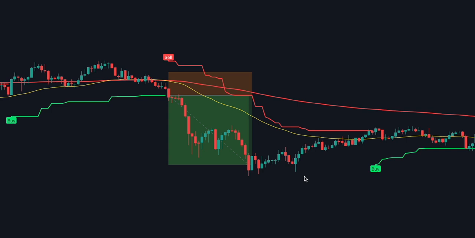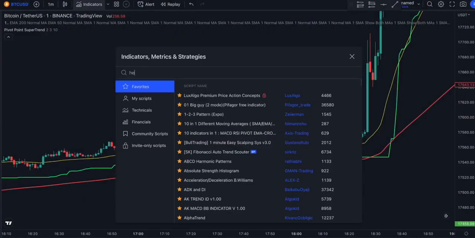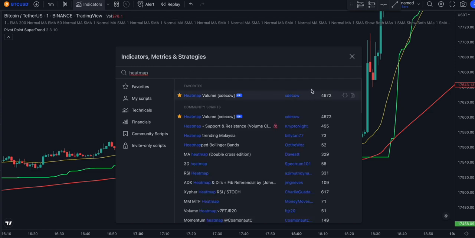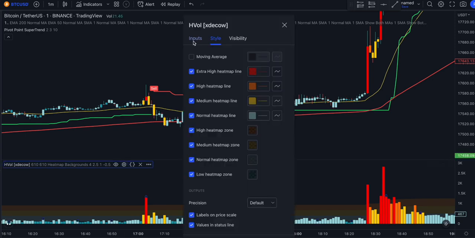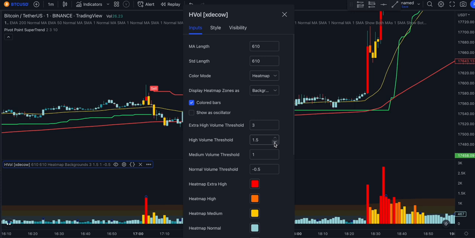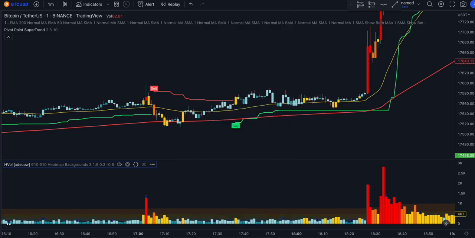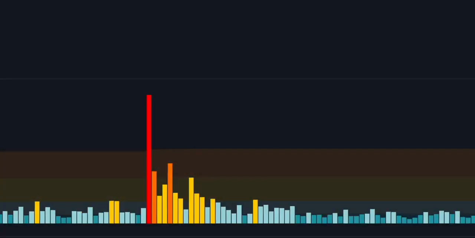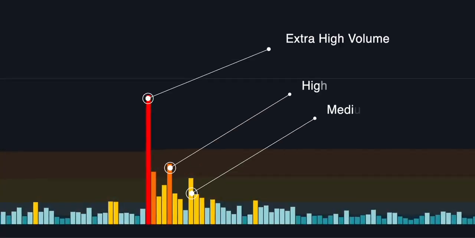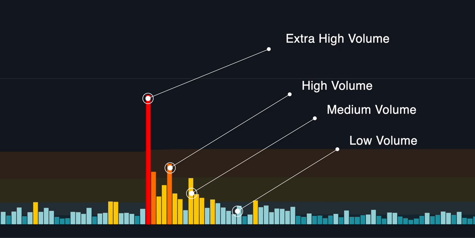However, such a strategy wouldn't be complete without the third piece, which is a volume indicator. There are dozens of volume indicators out there. The one that is highly recommended for this strategy is Heatmap Volume by XDCow. Please pay very close attention to the adjustment of the settings. Make sure you change the extra high volume threshold to 3, the high volume threshold to 1.5 and the medium threshold to 0.2. This indicator colors the volume bars and candles according to the volume traded. Extra high volume is colored in red. High and medium volumes are colored in orange and yellow. Low volume bars have light blue and blue colors.